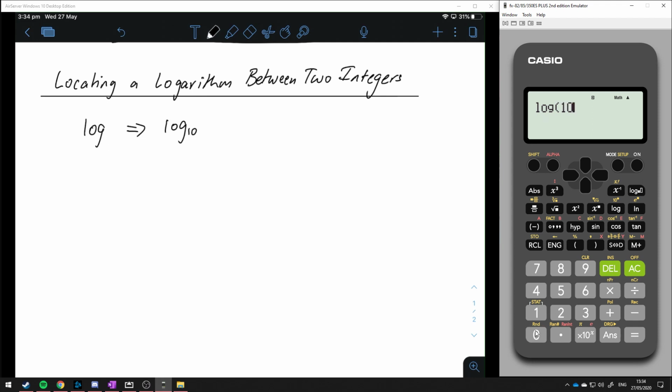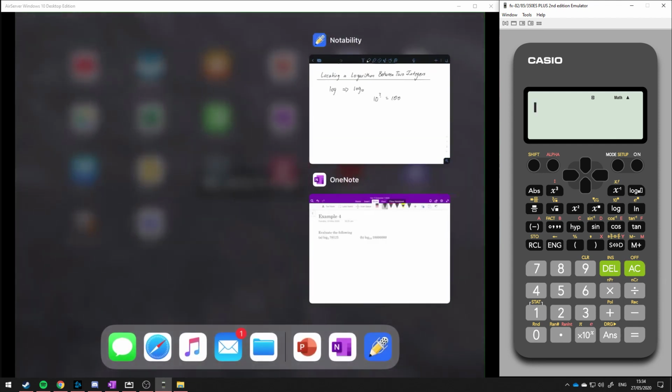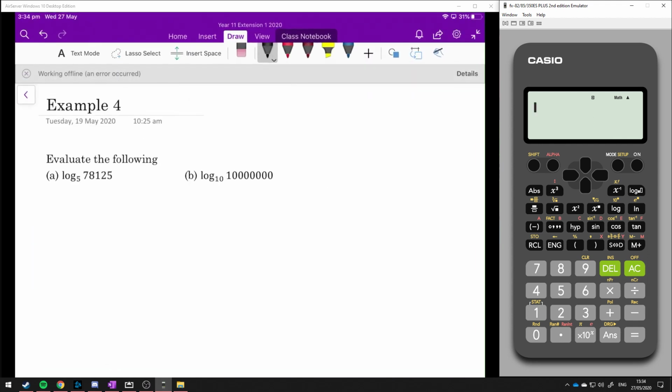So if I was to put in 100 in this, I'm saying, 10 to the power of what is equal to 100, you should know that that's 2. And if I hit equals, there we go, we get the 2. So what we need to do in some cases is essentially guess and estimate what we think the answer is going to be. So let's have a look at some examples of what I mean.